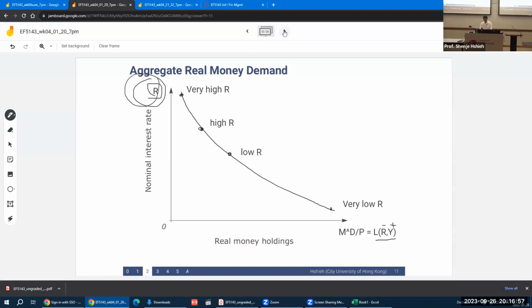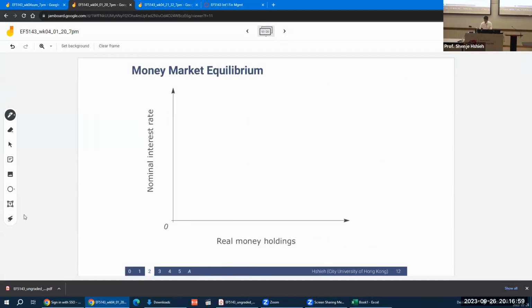So that's real money demand. How do you reach money market equilibrium? This is L, but just know that L equals MD over P. I just drew the demand curve, so what else do you need to clear the market?